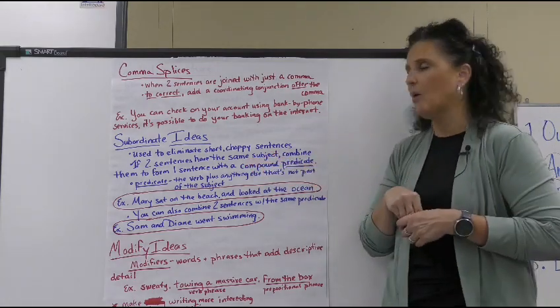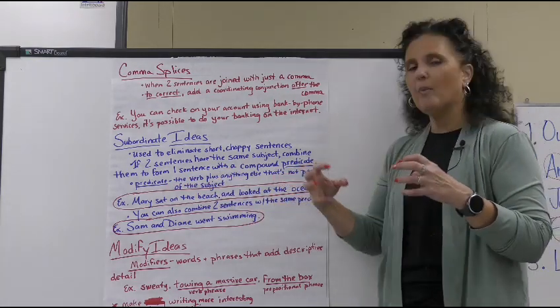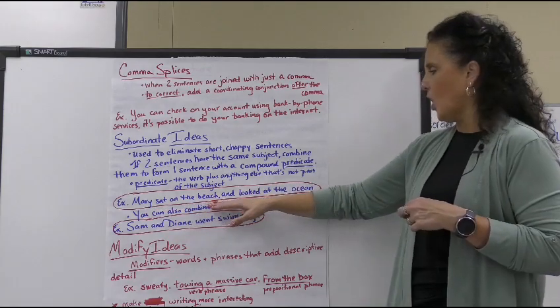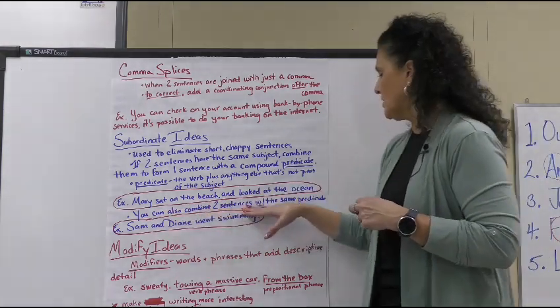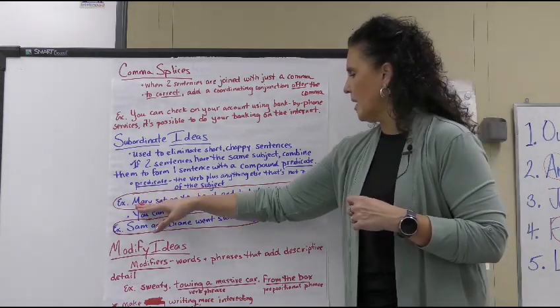Remember, I told you we would see that word again. A predicate is the verb plus anything else that's not part of the subject. So, Mary sat on the beach, comma, and looked at the ocean. Right? We could also combine two sentences with the same predicate.